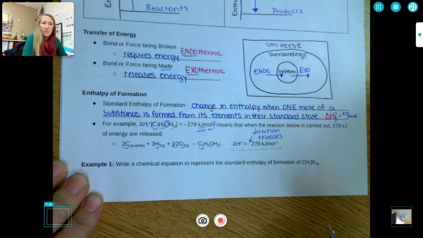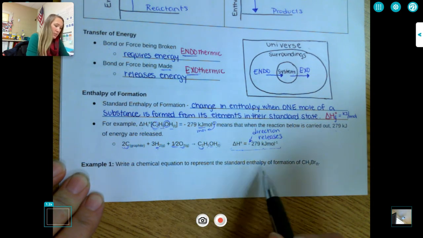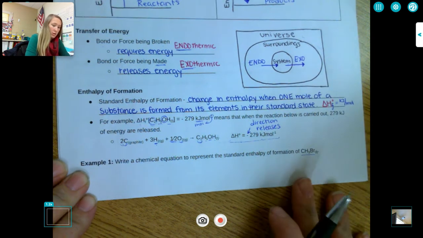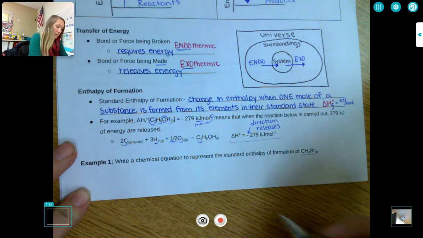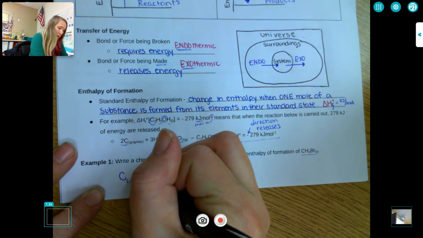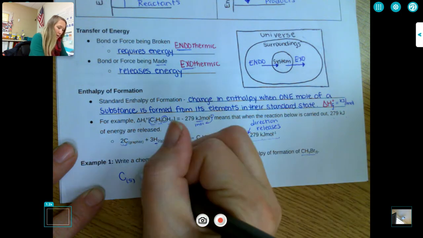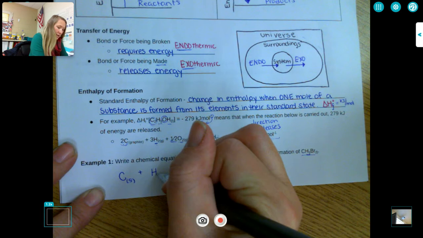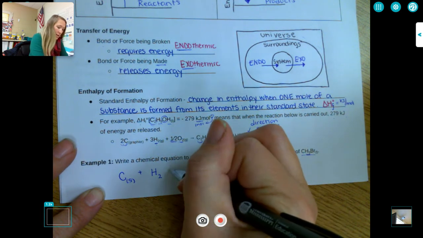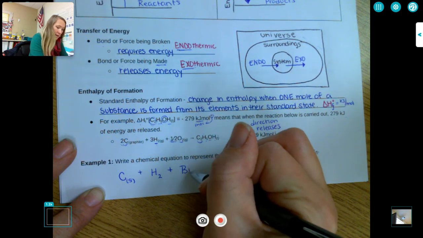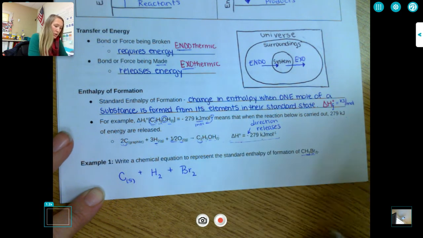Okay. So in example 1, write a chemical equation to represent the standard enthalpy of formation of CH3Br. Well, it comes from 3 elements. It comes from carbon. Carbon by itself is graphite, which is a solid. It comes from hydrogen. Hydrogen in its elemental form is H2. And it comes from bromine. Bromine, again, diatomic, so Br2.